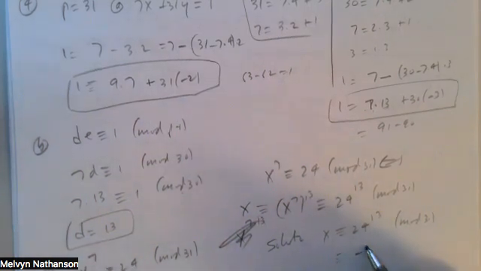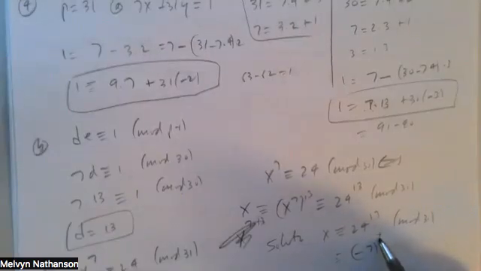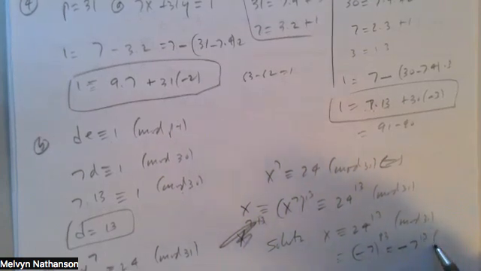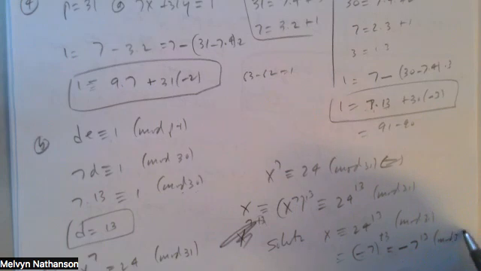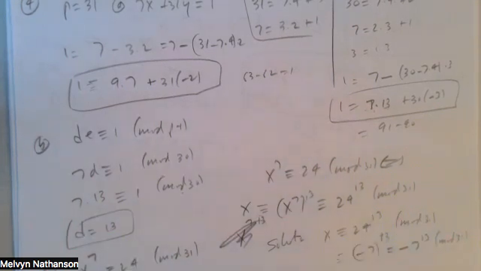24 is the same as minus 7 mod 31. And minus 1 to the 13th is minus 1, so this is minus 7 to the 13th mod 31. And so you have to look at the powers of 7 mod 31 and see what 7 to the 13th is. And that's just a calculation.